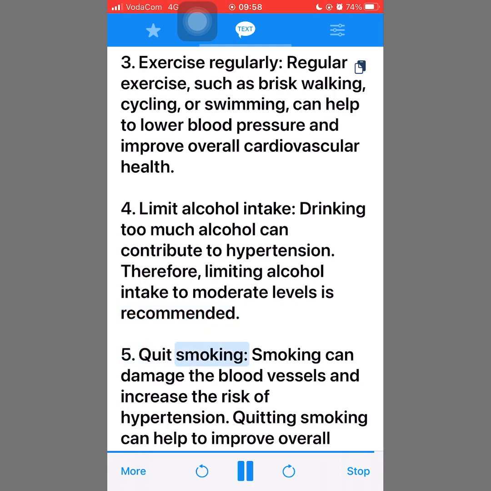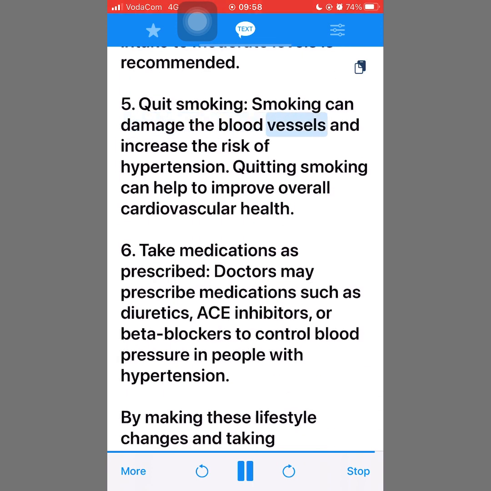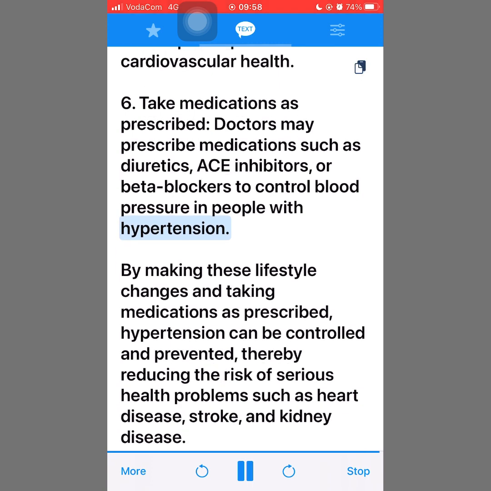5. Quit smoking. Smoking can damage the blood vessels and increase the risk of hypertension. Quitting smoking can help to improve overall cardiovascular health. 6. Take medications as prescribed. Doctors may prescribe medications such as diuretics, ACE inhibitors, or beta blockers to control blood pressure in people with hypertension. By making these lifestyle changes and taking medications as prescribed, hypertension can be controlled and prevented, thereby reducing the risk of serious health problems such as heart disease, stroke, and kidney disease.